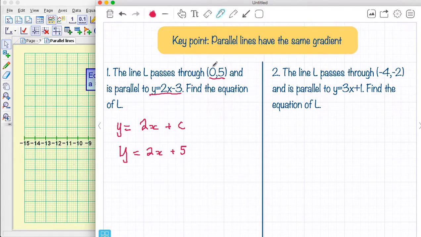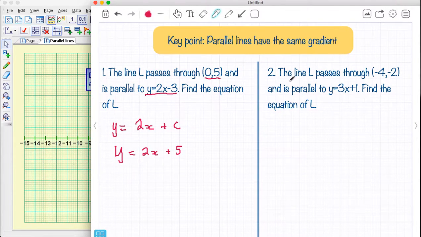That's quite an easy one because of the point they gave me, but let's take it a step further. The line L passes through (-4, -2). It's a different line, by the way, and is parallel to this. So first of all, because it's parallel, I'm going to say that my new line is y equals 3x plus c.